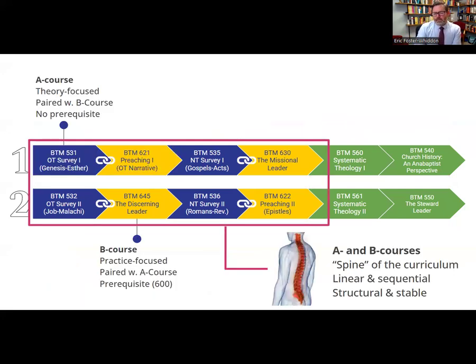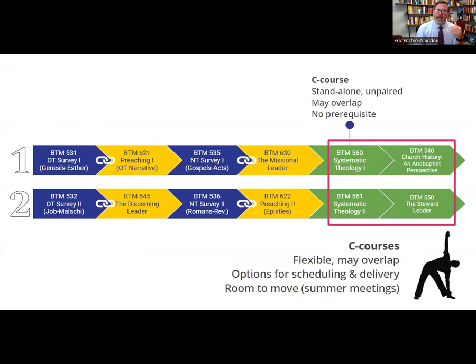A courses and B courses make up the spine of our curriculum. And that spine is linear and sequential. So you go from one course to the next, to the next, to the next in a very specific and thought out way. And this provides structure and stability to the GSM curriculum. However, whereas the spine gives stability and structure, we also need a little bit of flexibility to make things work.